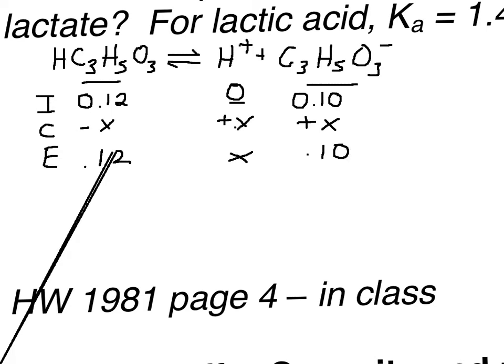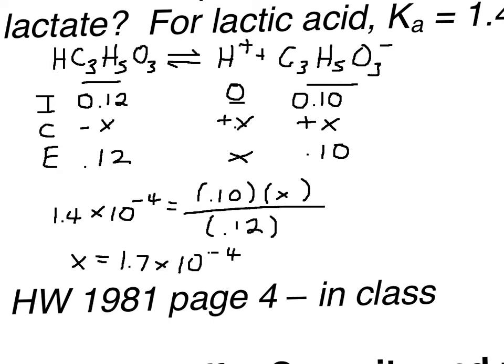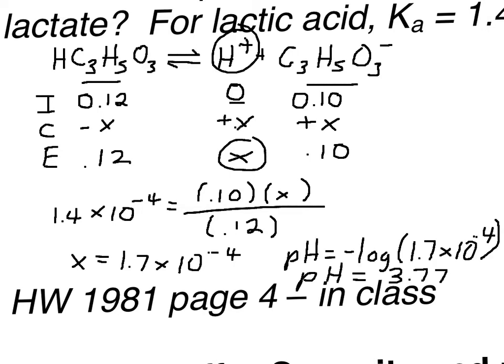Once we have this, we can plug it into our equilibrium expression using the Ka that was given to us in the problem. And if we solve for x, we get 1.7 times 10 to the negative fourth, which is equal to our hydrogen concentration. And once we have that, we can use that to find pH. So if we go through and solve this, we get a pH of 3.77.